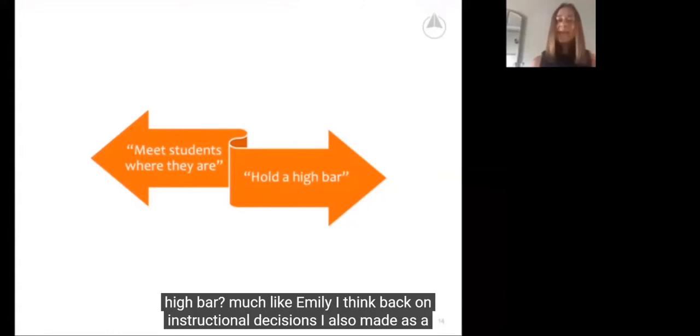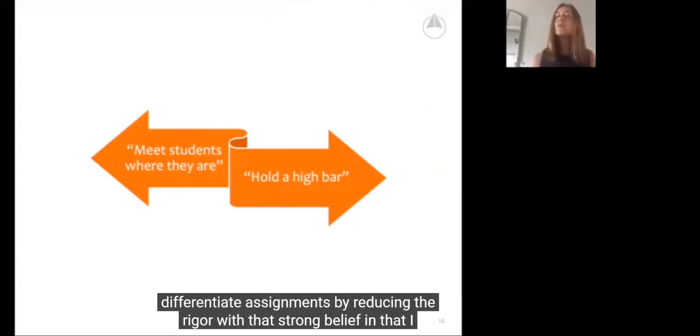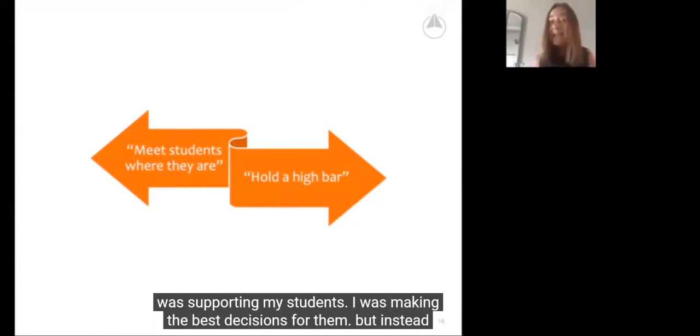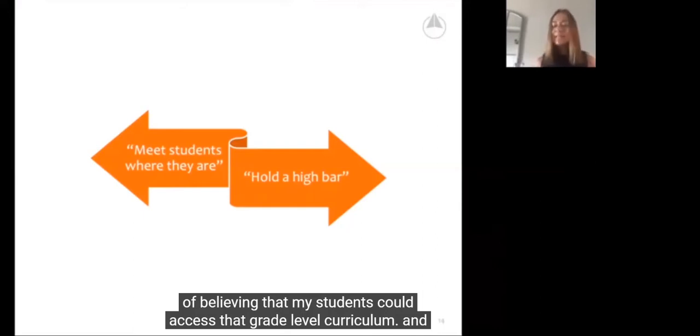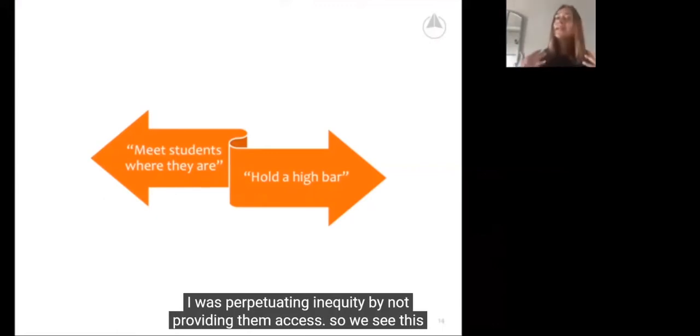Much like Emily, I think back on instructional decisions I also made as a second grade teacher. Now, my intentions were strong. I sought to differentiate assignments by reducing the rigor with that strong belief that I was supporting my students. I was making the best decisions for them. But instead of believing that my students could access that grade level curriculum and begin with grade level standards and scaffolds for support, I was perpetuating inequity by not providing them access.